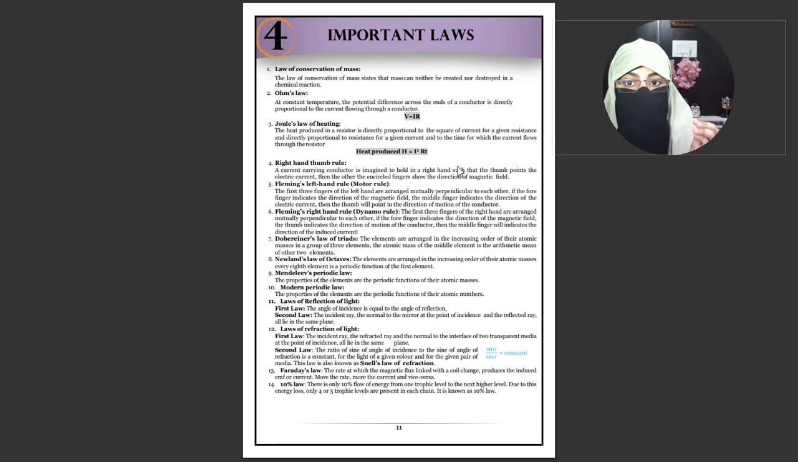Then coming on to Fleming's left hand rule, that is the motor rule. The first three fingers of the left hand are arranged mutually perpendicular, so in this way. This is Fleming's left hand rule, such that the forefinger points in the direction of the magnetic field, then the middle finger in the direction of current, then the thumb points in the direction of the motion of the conductor.